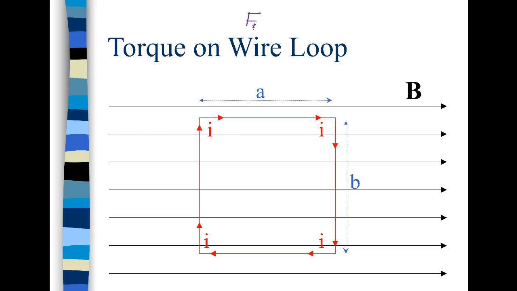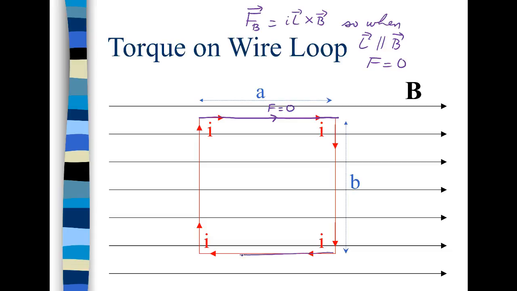All right, so let's think about this. Remember that F is IL cross B. Okay, so that means that on the top of this loop, L and B are actually parallel. So when L is parallel to B, that means that F is 0. So F is 0 here on the top, and F is also 0 here on the bottom. Well, what about the two sides?